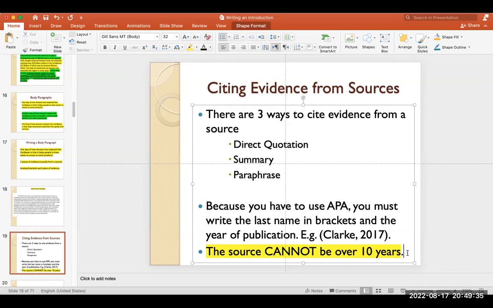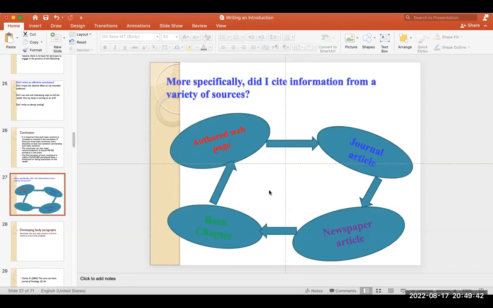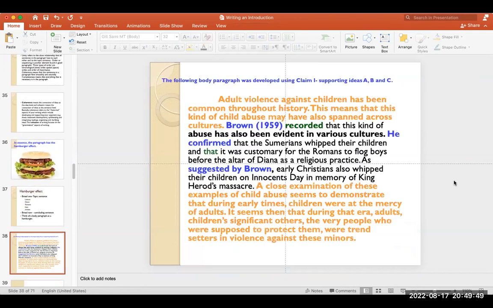Very, very critical. So let's look at an example about citing sources. It's actually in this lecture. Here's an example of a source being cited. You have the topic sentence, you have the last name. There are two ways. It's called integral citation and non-integral citation, where if the source starts a sentence, the last name does not go in brackets. But if the source ends the sentence, then it goes in brackets. So let me show you what I mean by that. Here it is, integral citation, and then you have non-integral citation.